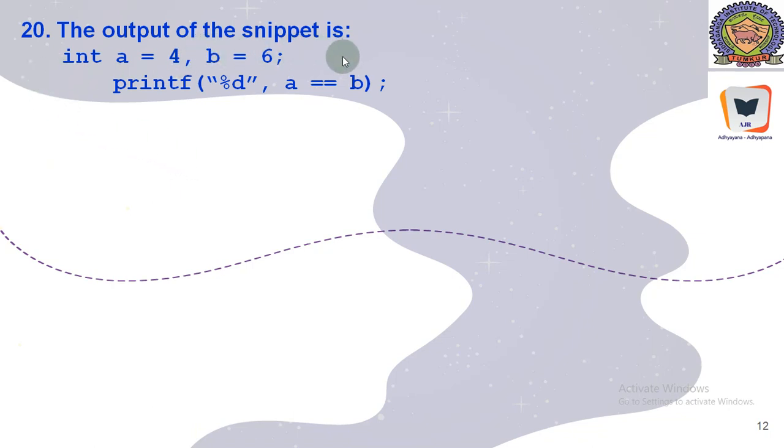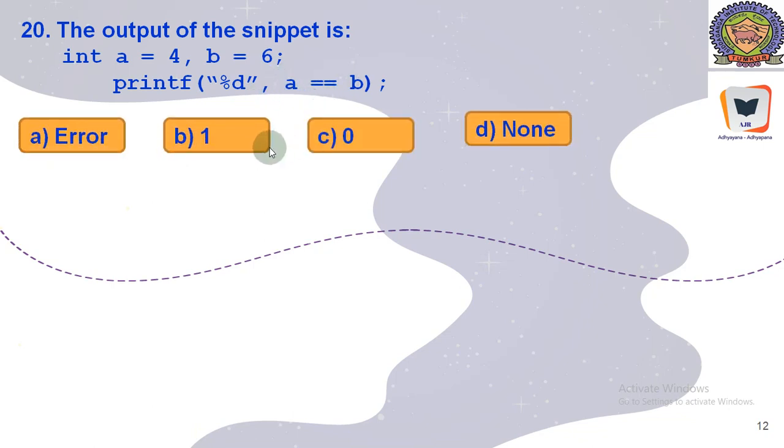The output of this snippet is A equal to 4, B equal to 6. A is set to 4, B is set to 6. And here there is a relational expression, A equal to equal to B. A equal to B is not true. Therefore, the percentage d, we should get 0. The truth value of this particular expression is 0. Therefore, 0 is the answer.